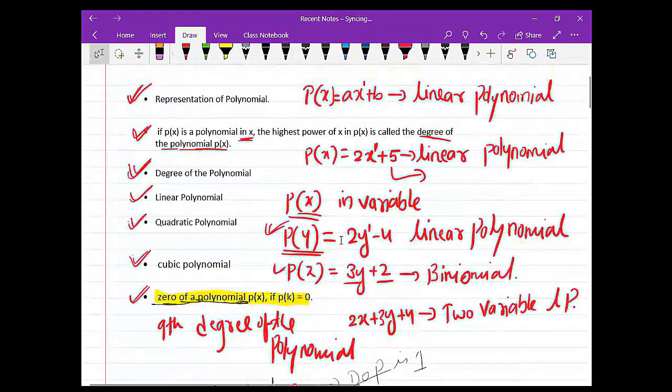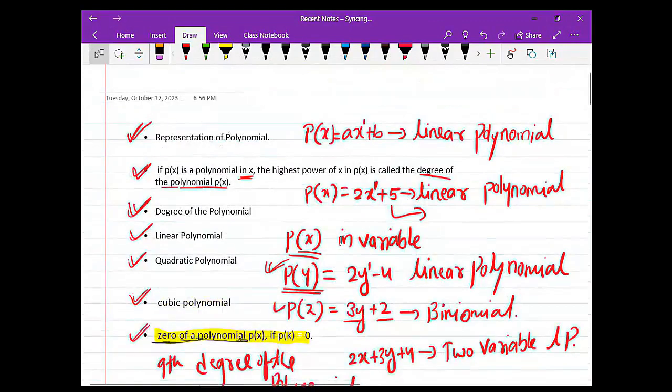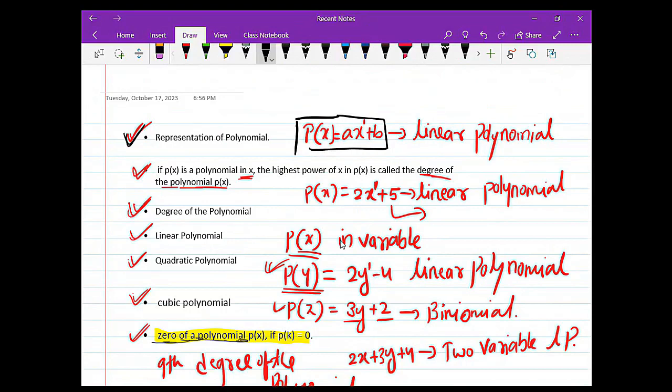See what we have learned here in this class. How will you represent a polynomial? That is very simple. p of x equal to, you have to equate the given polynomial. The degree of the polynomial is the highest degree of the polynomial. If it is a linear polynomial, the degree is 1. If it is a quadratic polynomial, the degree is 2. If it is a cubic polynomial, the degree is 3.